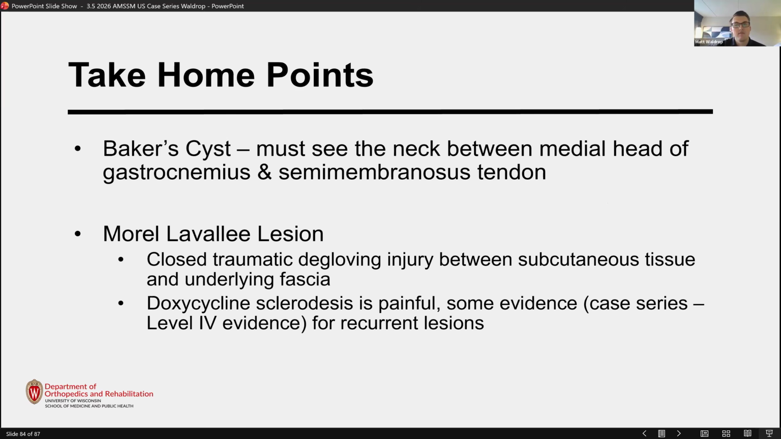And then finally, Morel-Lavallée lesions are closed traumatic degloving injuries between the subcutaneous tissue and underlying fascia that create a potential space that can fill with blood, lymph, or necrotic fat. And then doxycycline sclerodesis has some level 4 evidence in the form of some case series for recurrent lesions refractory to conservative measures and corticosteroid injections. But keep in mind, it can be extremely painful and is not a fun procedure for patients to go through.